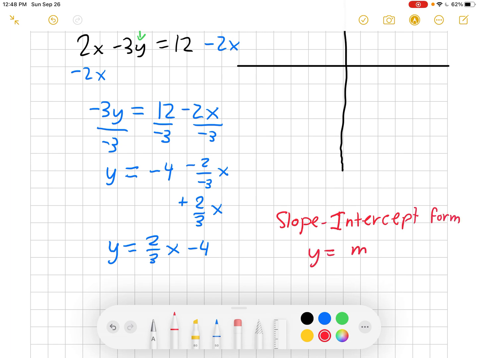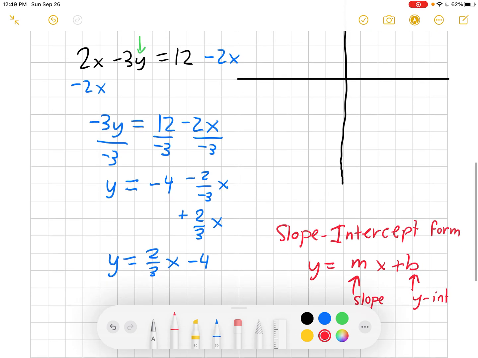Y equals mx plus b, where m is our slope and b is our y-intercept. So, to graph this line, we could simply first find our y-intercept, which in this case is negative 4. Oh, that matches what we did above. That's a good sign. And then from here, we can use our slope to find our next point.